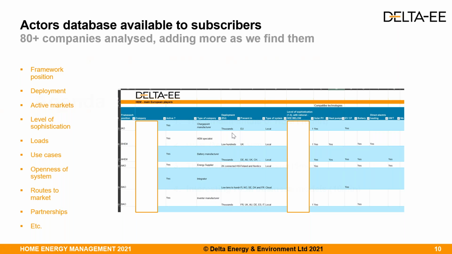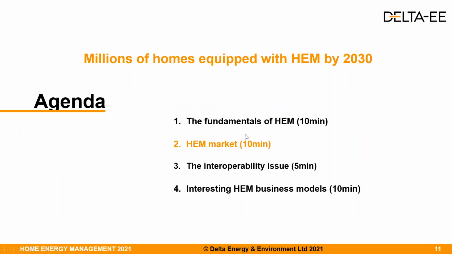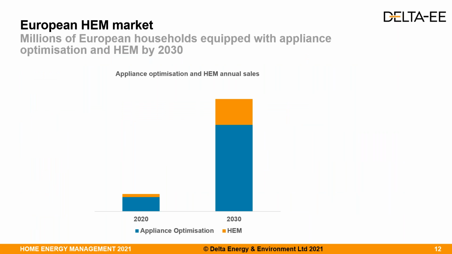After Sushang's definition of the framework we use to define HEM within Delta, we were able to create this view and this way to present data of how we see the market until now and how we're going to see it until 2030. For example, in the last year, the market grew twice. That's between appliance optimization sales and home energy management sales.